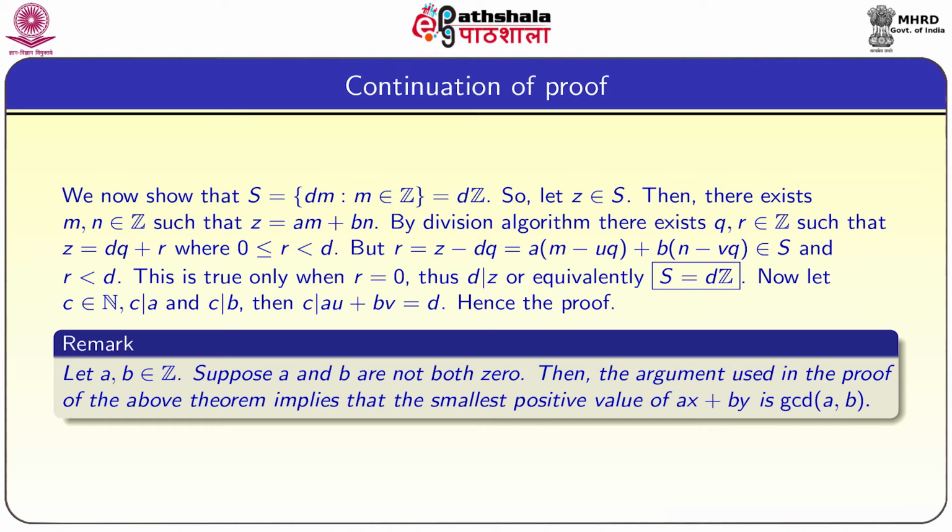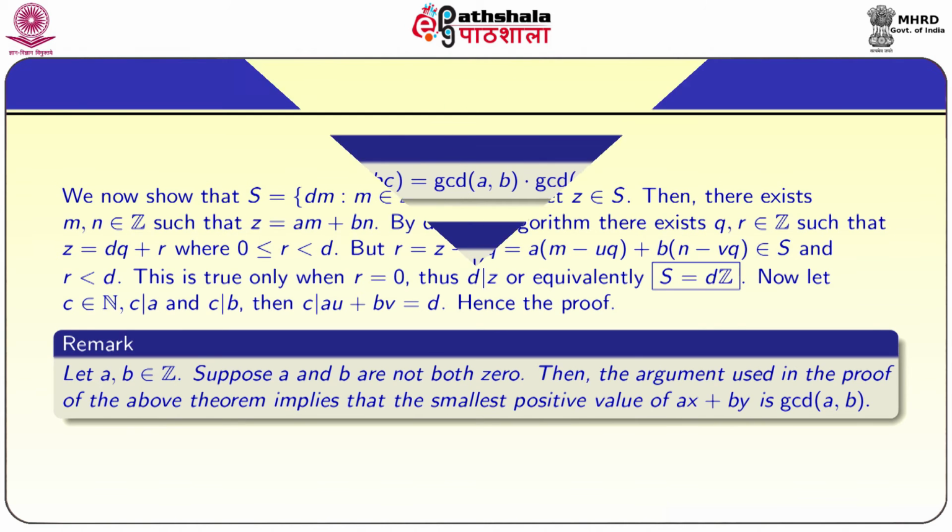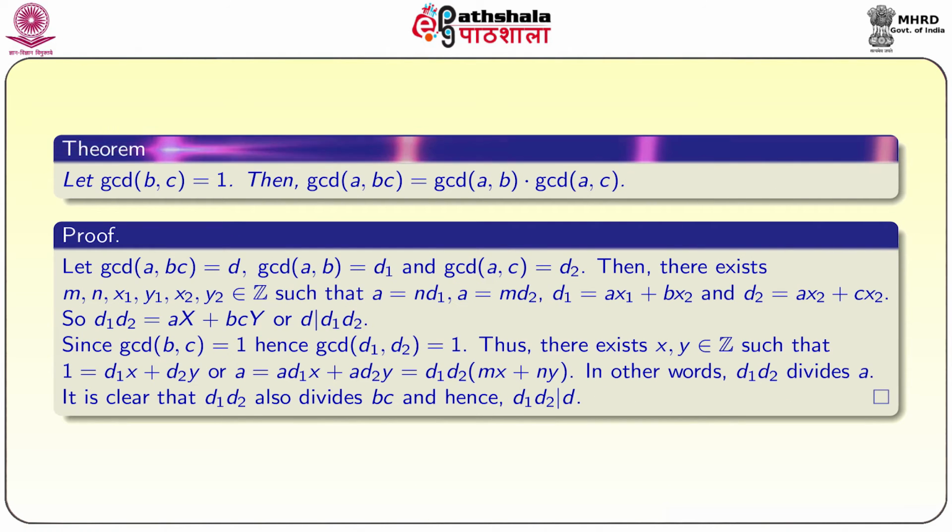Now, one of the remarks is this: let A, B belong to Z. Suppose A and B are not both 0, that means at least one of them is not 0, then the argument used in the proof of the above theorem implies that the smallest positive value of Ax + By is the GCD of A, B. This is one of the important properties of Bézout's identity.